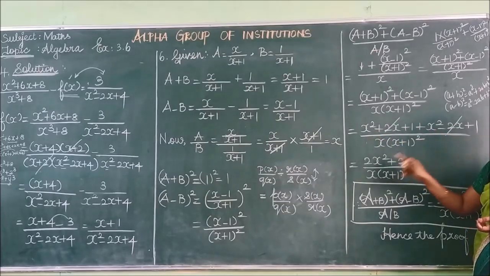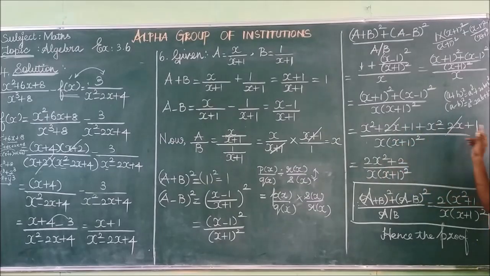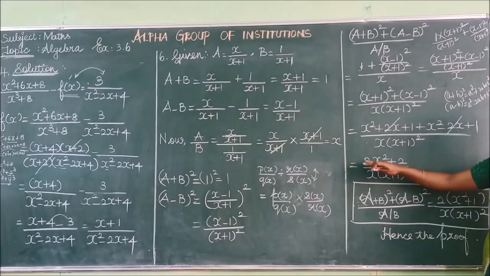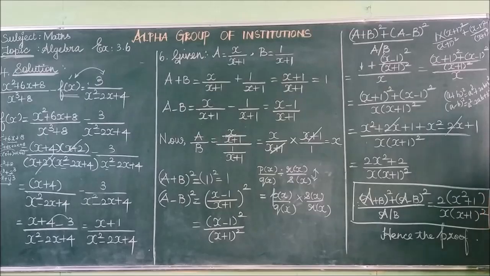x squared and x squared can be rewritten as 2x squared. 1 plus 1 is plus 2. In this step, both values contain 2, so you can take 2 as common. What are the remaining terms? x squared plus 1. Then in the denominator, x into (x plus 1) whole square. So check whether you have proved (a plus b) whole square plus (a minus b) whole square divided by a divided by b, which is equal to 2 into (x squared plus 1) divided by x into (x plus 1) whole square. So this is your proof. Similarly, you can prove the fifth problem also.